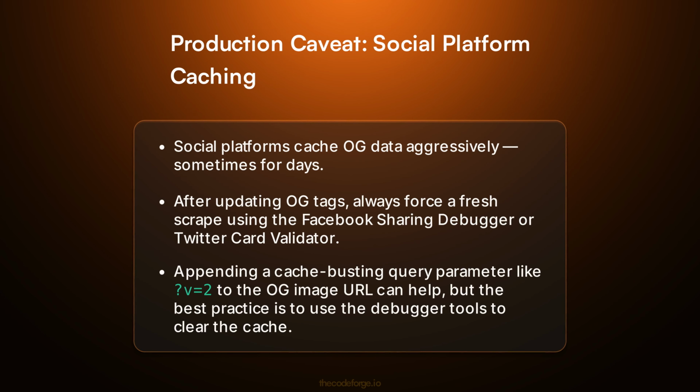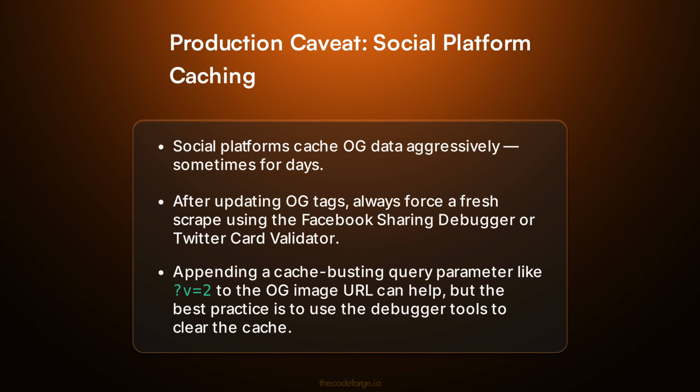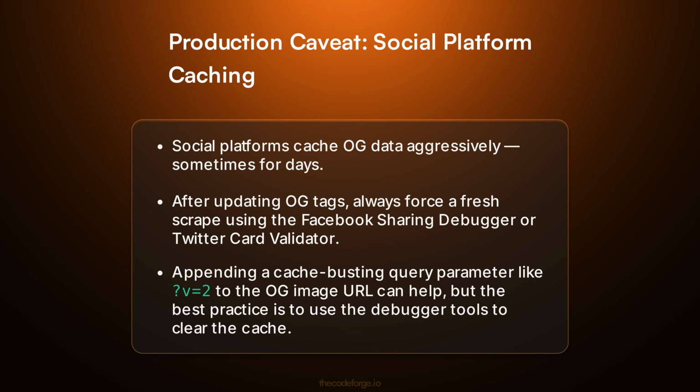Social platforms cache OG data aggressively, sometimes for days. After updating OG tags, always force a fresh scrape using the Facebook sharing debugger or Twitter card validator. Appending a cache-busting query parameter like v=2 to the OG image URL can help, but the best practice is to use the debugger tools to clear the cache.